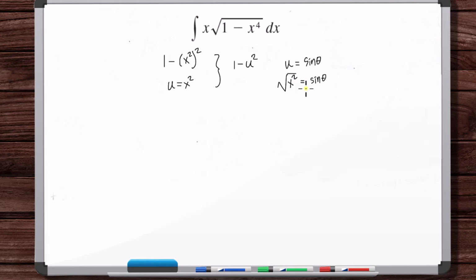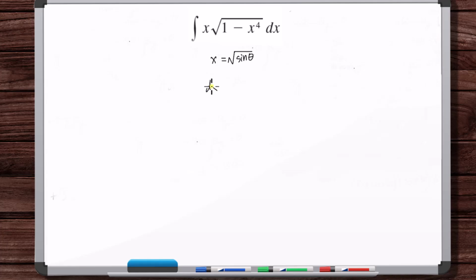And therefore, the substitution that we want to make is that x is equal to the square root of sine theta. So we say that x is equal to the square root of sine theta. Therefore, dx is equal to cosine theta over 2 square root of sine theta d theta.